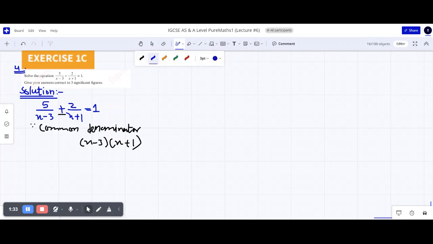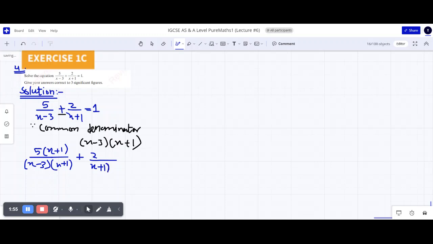So now, for this 5 over x minus 3 we will keep it the same, but we need x plus 1. It means that we will multiply by x plus 1 and divide at the bottom by x plus 1 to make the denominator. Here, 2 over x plus 1 we will keep the same, but now we need x minus 3 in the denominator. So I will multiply and divide by x minus 3, only on the left side of the equals 1.